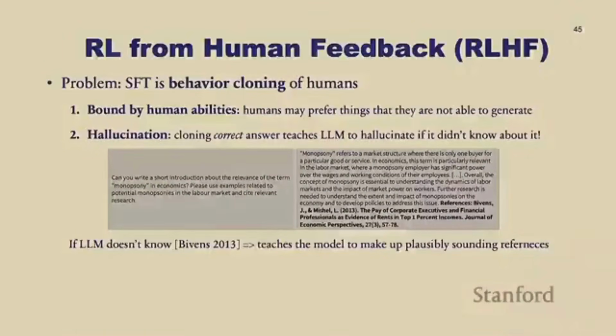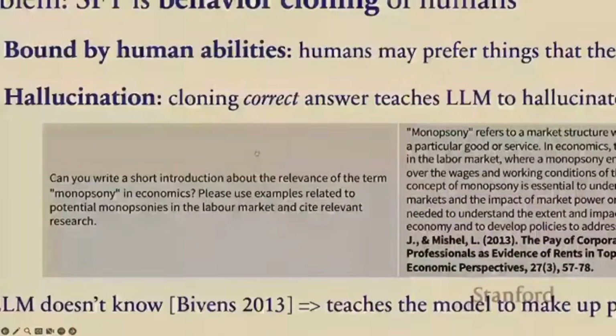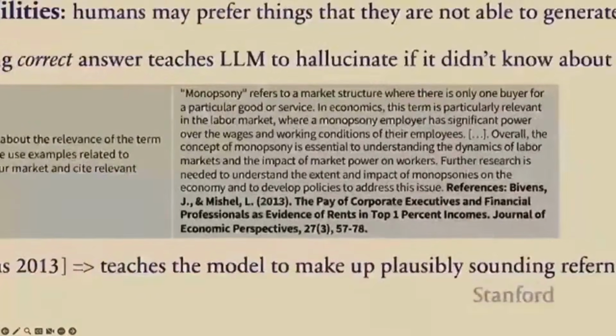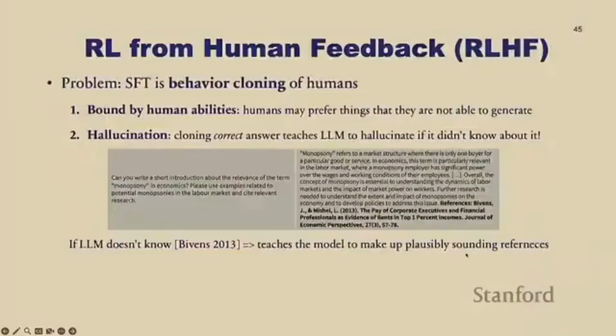To give you a very concrete example, if we go back to this monopsony example, can you write blah, blah, blah about monopsony? Imagine that a human wrote a reference to a book. That book might exist, and that might be a correct reference. But what if the LLM never saw this reference during pre-training? Then it doesn't know that it's a correct reference. So really what you tell the model is to make up some plausible-sounding reference rather than tell the real reference that it saw during pre-training. So hallucination might be caused by this SFT. That's problem number 2. Does that all make sense?